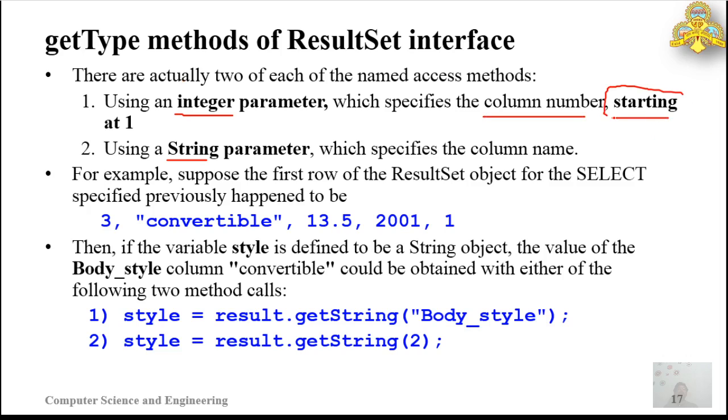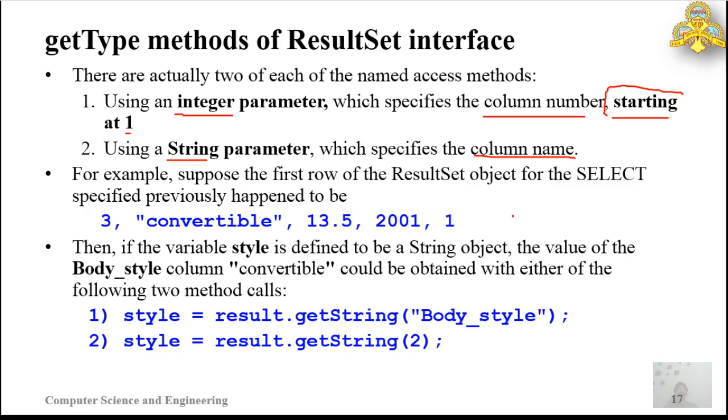Whereas in array indexing it starts from 0, here inside the result set object the indexing of the columns starts from 1. If you are not sure about the number and you know the actual field name, then we can provide the field name, that is the column name, also.